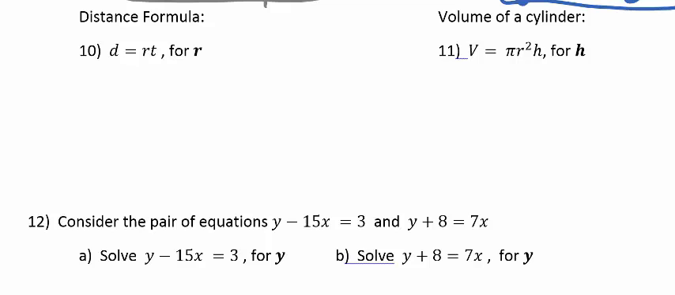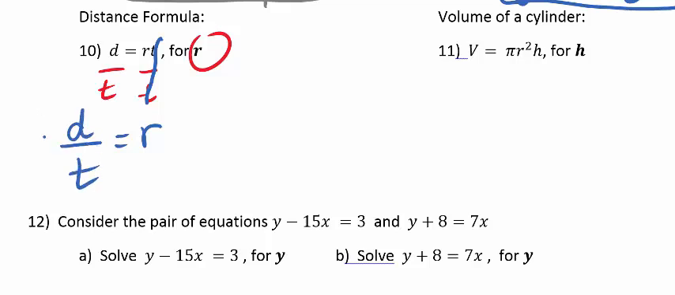In number 10, we have the distance formula d equals rt, and we're going to solve for r. Well, here's r in the equation. To get r by itself, we're going to have to divide both sides by t. Therefore, this t and this t divide out, and we get r alone, and r is going to equal d over t.